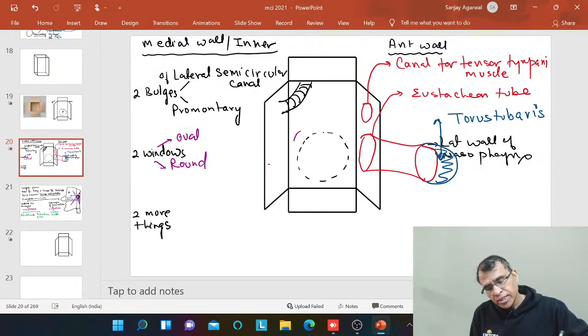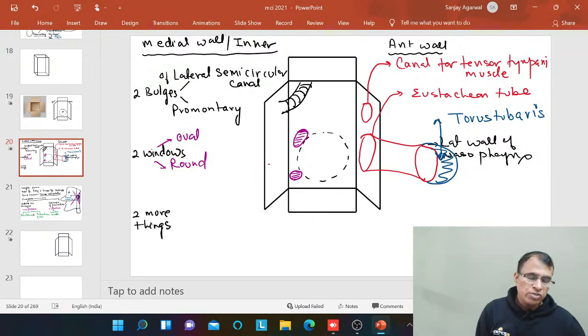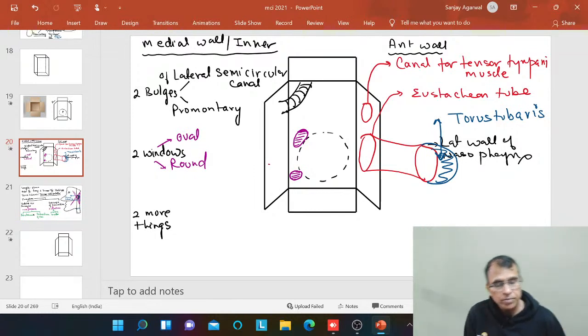If I draw one like this, and I draw another one like this, you can well make out what I am trying to draw. Right? So, the upper one is oval window. I have drawn oval shape. And the lower one is round window, because I have drawn round shape. So, upper is oval window, lower is round window. Two windows, and they are very close to the posterior wall as I said.